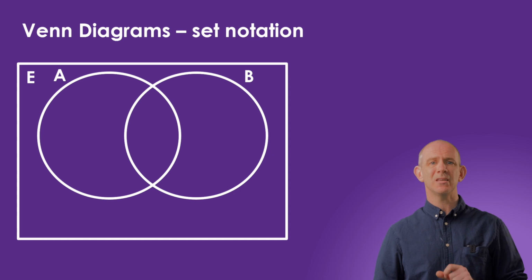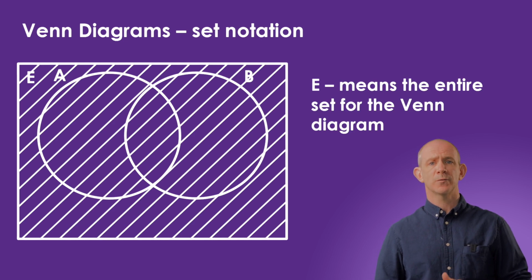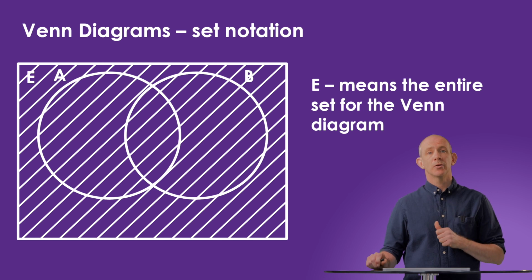Let's start with the E symbol that appears in the top corner of the diagrams. This stands for the universal or entire set. In effect, it stands for every number or object that is used within the diagram, whether it belongs in a group or not. So the diagram could be shaded as follows to show what it encompasses.